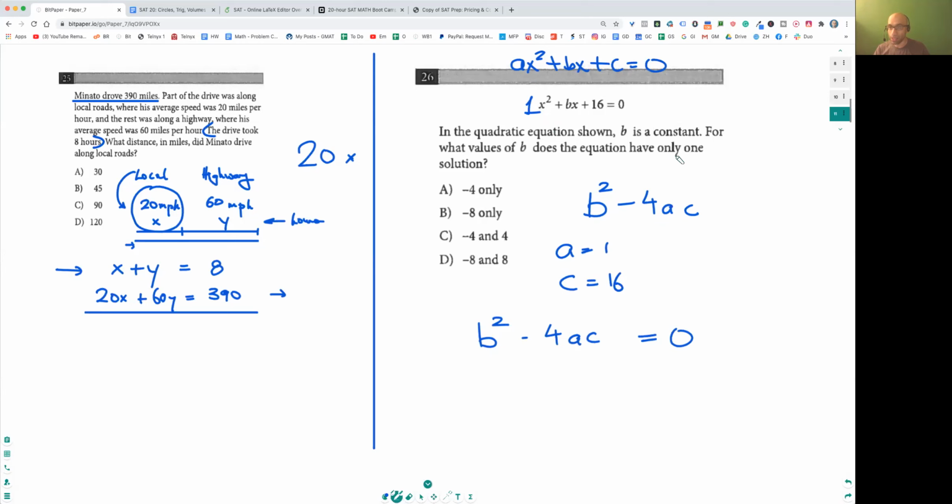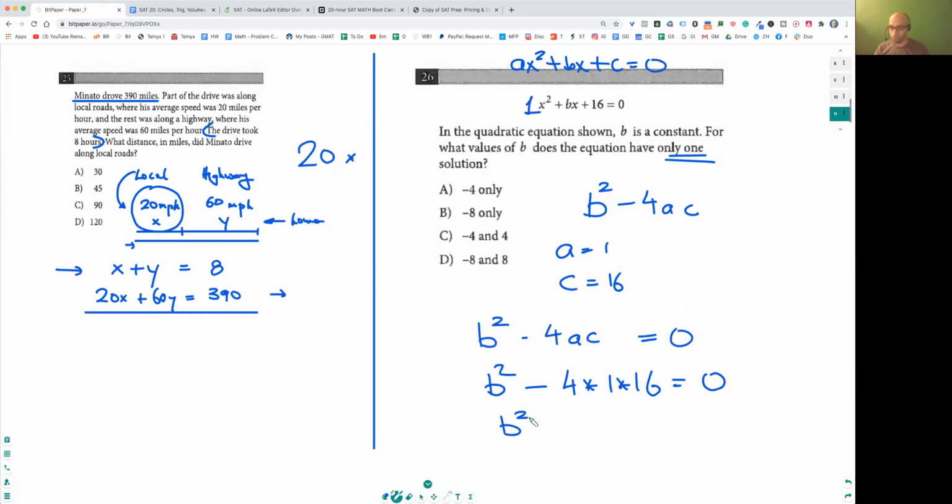Whenever there's only one solution, it means that b squared minus 4ac is equal to 0. Don't forget this. This is so important. b squared minus 4ac is equal to 0, folks. You're actually asked to find b squared. So now I think you can solve it. 4 times 1 times 16. So what is the value of b now?